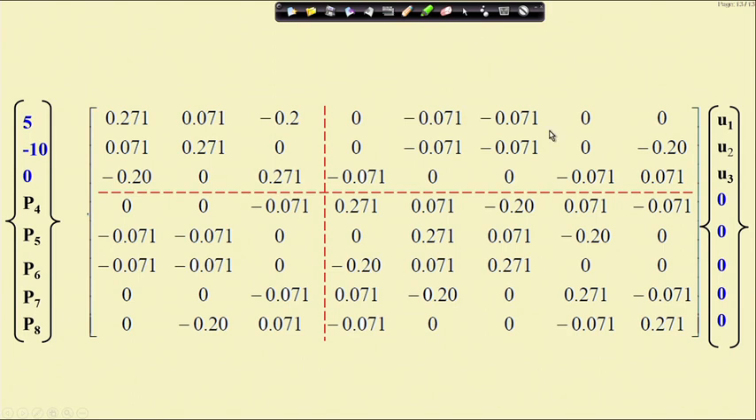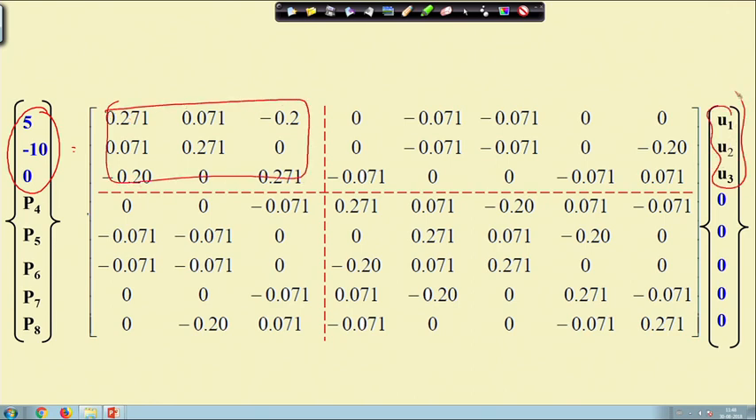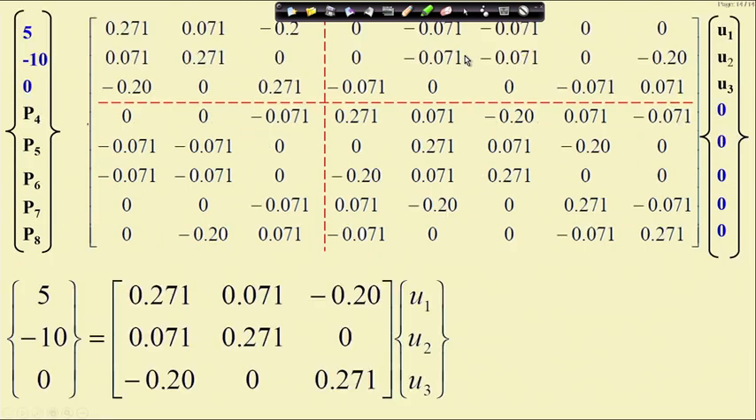Now, if we take this part, this will be equal to this part multiplied by this part. This part will not be there, because this part multiplied by 0 is 0. So this will be this multiplied by U1, U2, U3, and the rest of the part becomes 0, because these are all 0. Now you invert this. This is called the reduced stiffness matrix, the reduced stiffness matrix after you apply the boundary condition constraint.